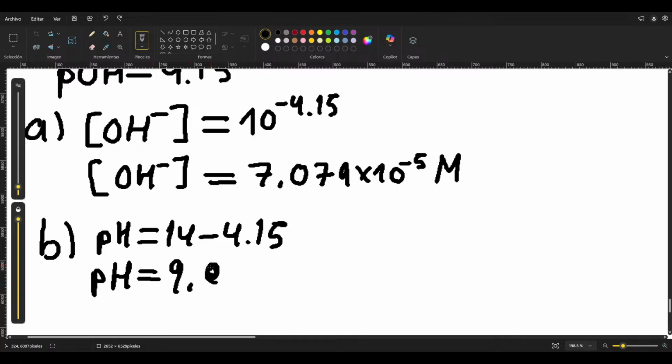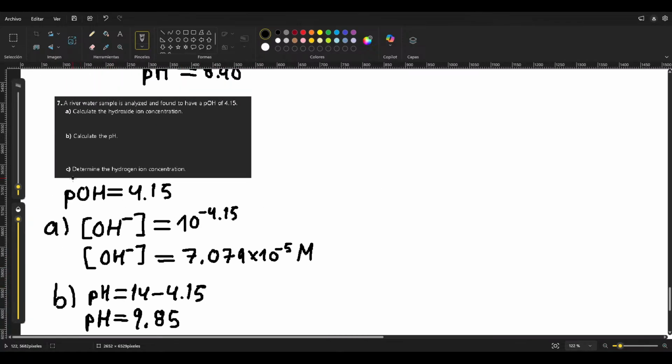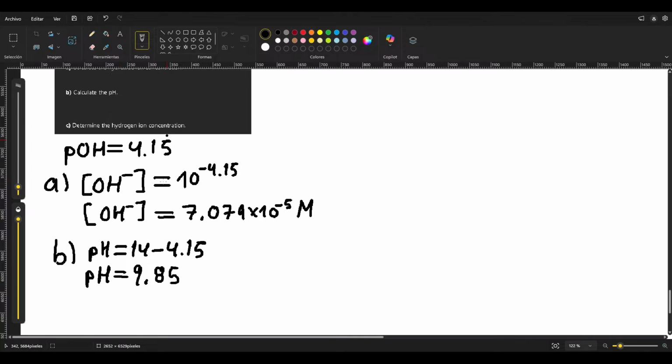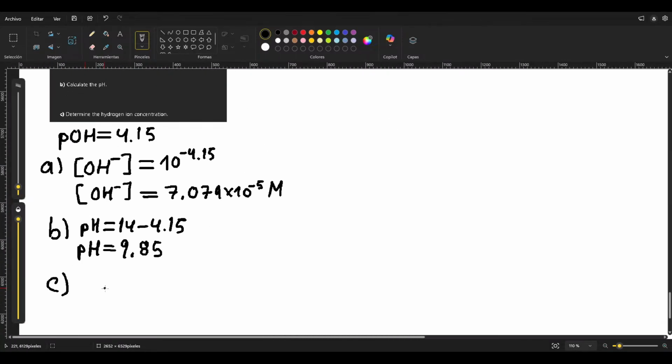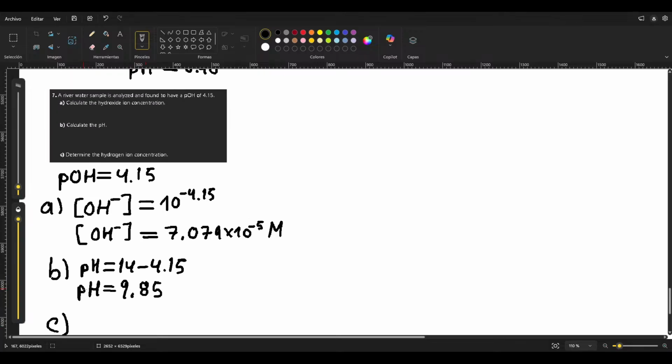9.85. Determine the hydrogen ion concentration. Okay, 9.85, yeah, exactly. Sorry, 9.85 specifically. And now determine the hydrogen ion concentration.